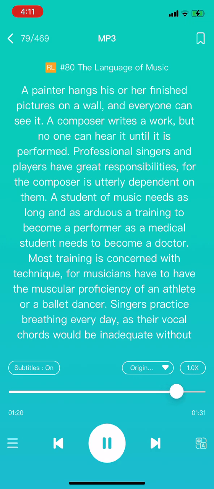Technique is of no use unless it is combined with musical knowledge and understanding. Great artists are those who are so thoroughly at home in the language of music that they can enjoy performing works written in any century.